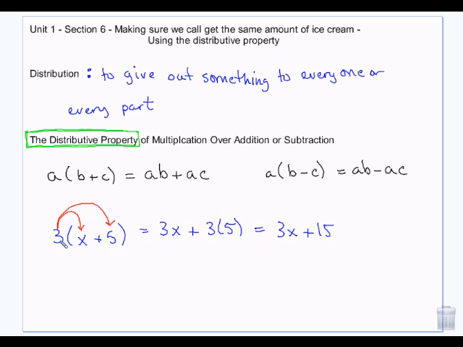The most common error I've seen with this is that somebody will multiply by the first term and forget to multiply by the second. And so they'll just write 3x plus 5. So just remember, you have to multiply by everything inside the parentheses. You're distributing the 3 to every single thing inside. You're making sure that if the 3 is ice cream, both x and 5 get some, and they get the same amount.